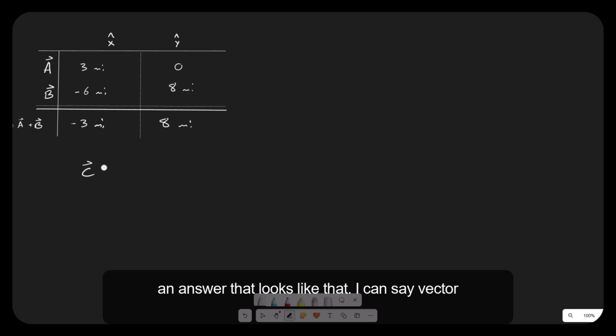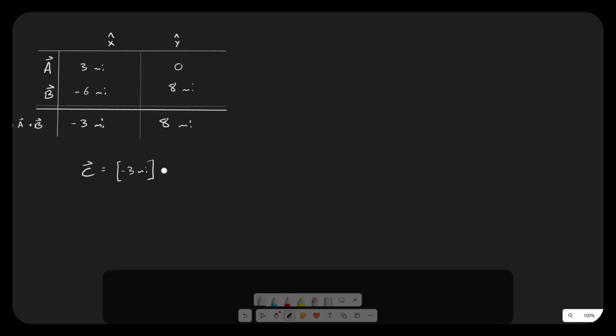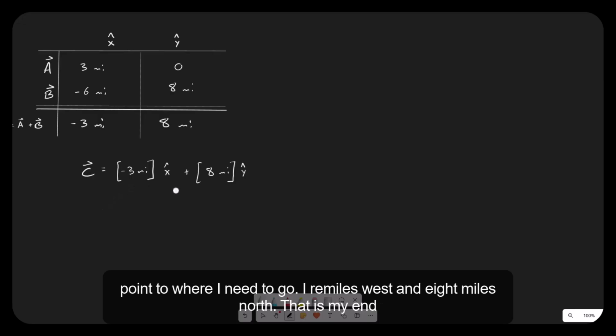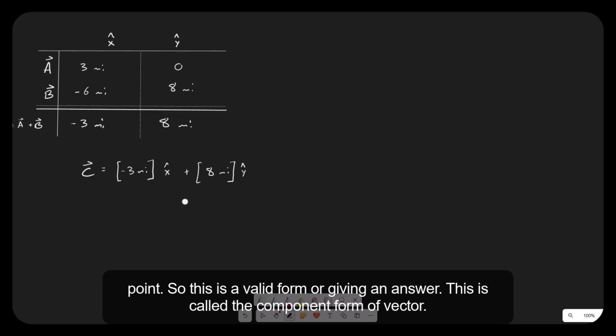I can say vector C is negative 3 miles in the x component plus 8 miles in the y direction. That's fine. It gives information about magnitude and about direction. It's a set of directions that gets me from my starting point to where I need to go. If I move 3 miles to the west and 8 miles north, that is my end point. So this is a valid form for giving an answer. This is called the component form of a vector.